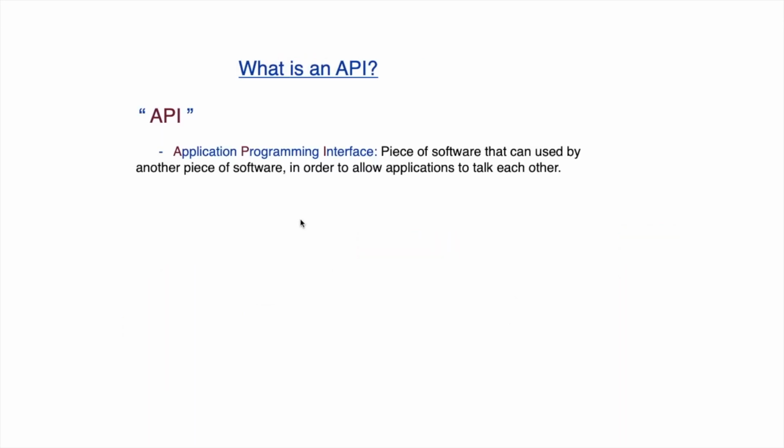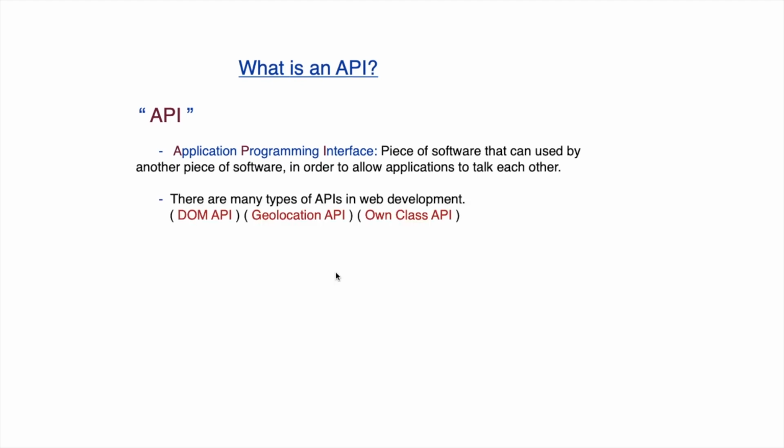So first of all, API stands for Application Programming Interface. Now in general terms, and on a very high level of abstraction, an API is basically a piece of software that can be used by another piece of software in order to allow applications to talk to each other and exchange information. And that's true not only for web development and JavaScript, but for programming in general. Now in JavaScript and web development, there are countless types of APIs, like the DOM API or the geolocation API that we have been using.